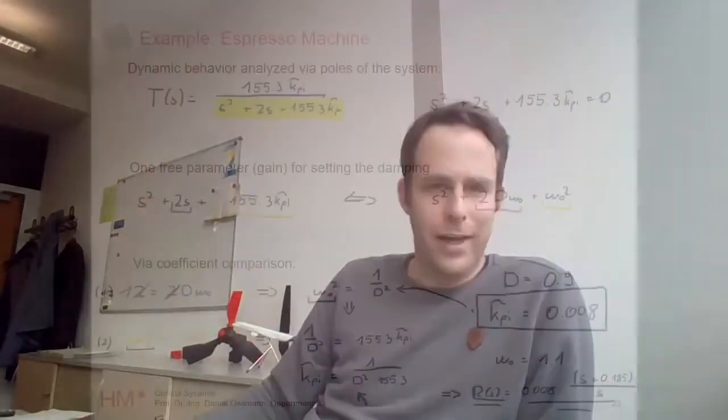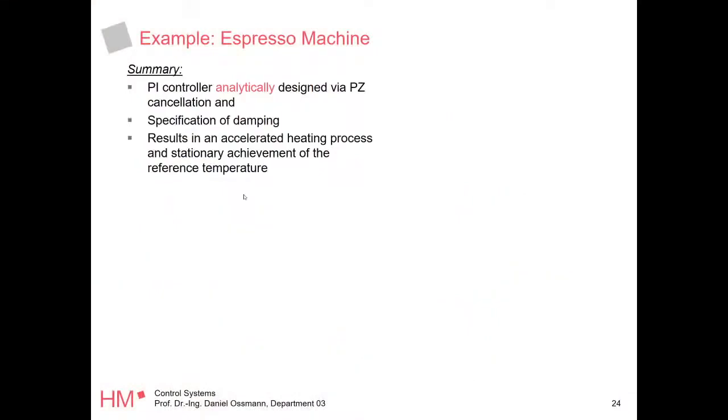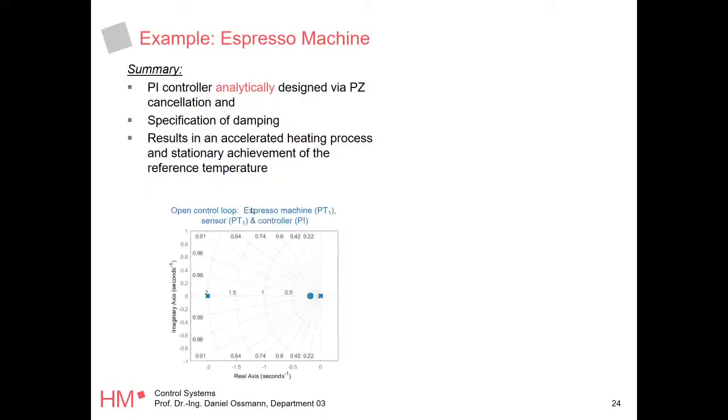Okay, so last thing for the pole zero cancellation, before we move over to the next method, I want to show you a couple of plots of the espresso machine in MATLAB now. No worries, I'm not going to go into Simulink. Everything's prepared already. So what did we do? We designed a PI controller for the espresso machine. We canceled a pole, which we identified to be very slow. And then we used the final parameter to set the damping. And the result is an accelerated heating process, which is steady state accurate. So we are receiving our temperature.